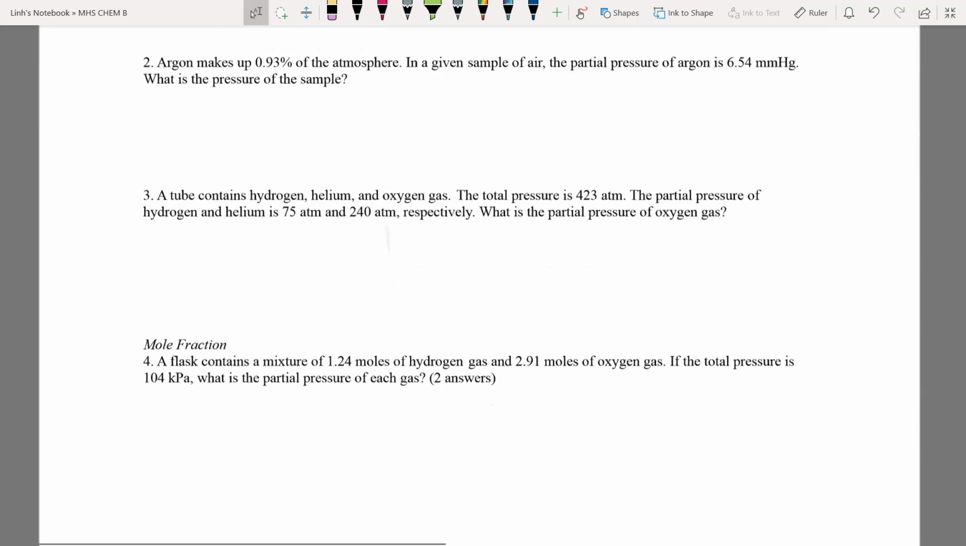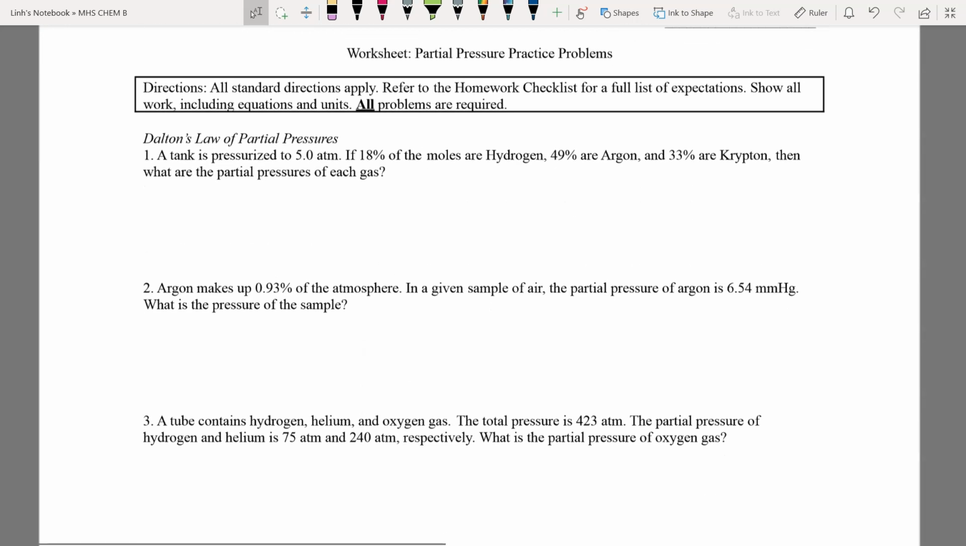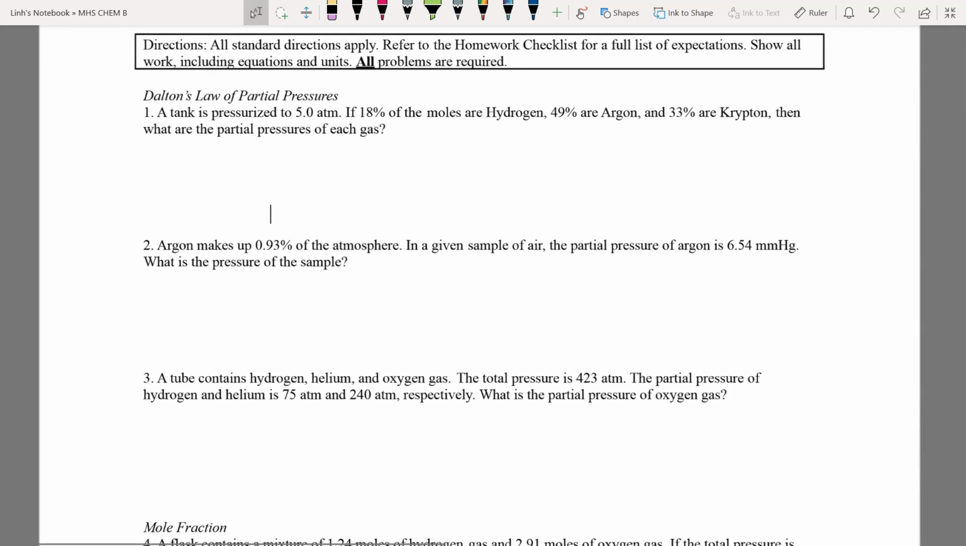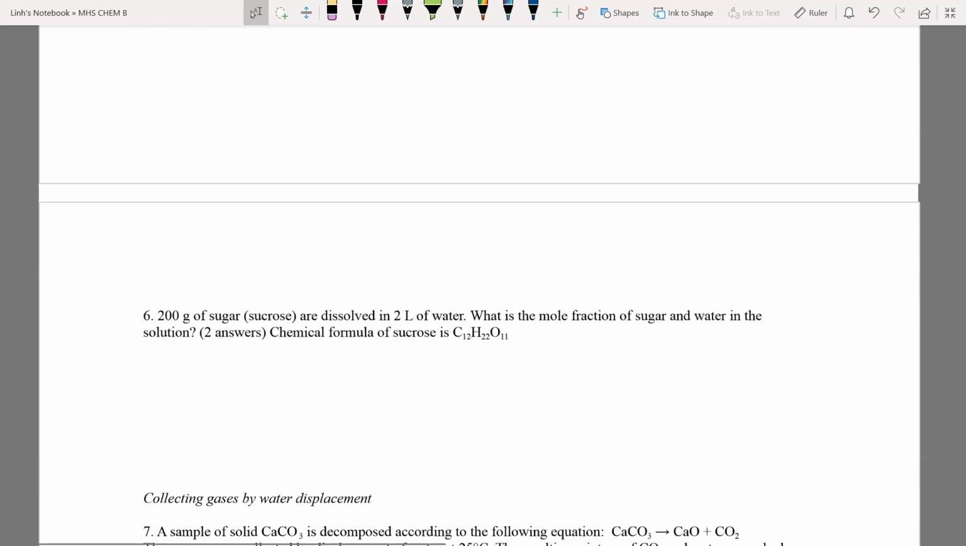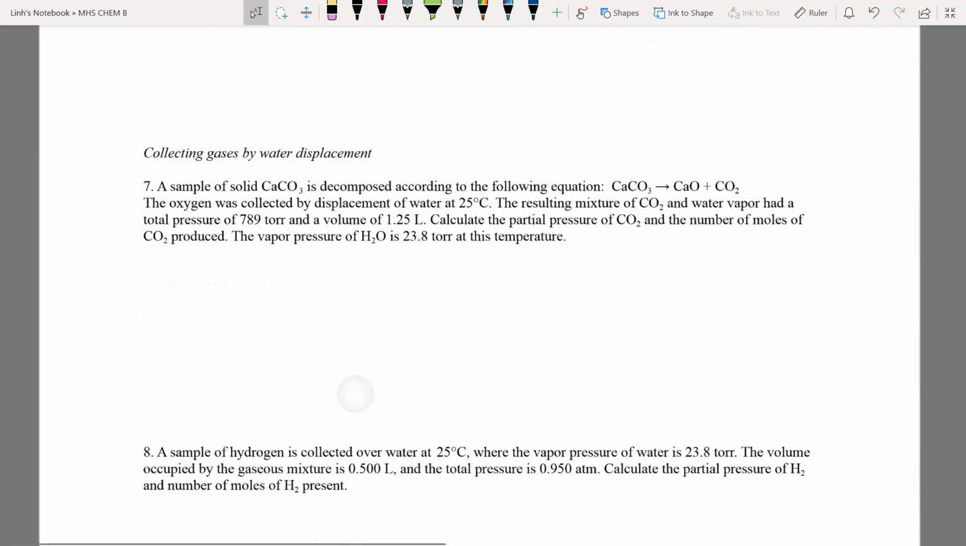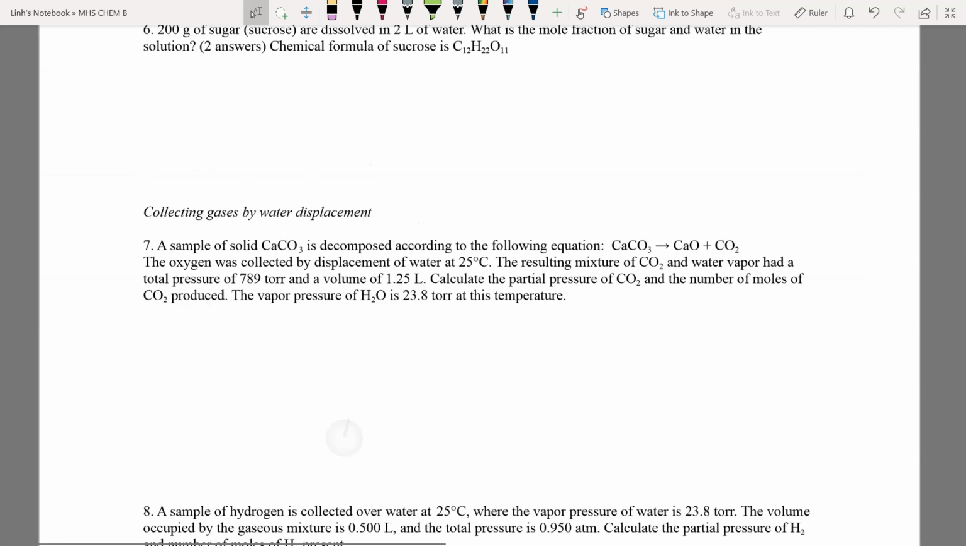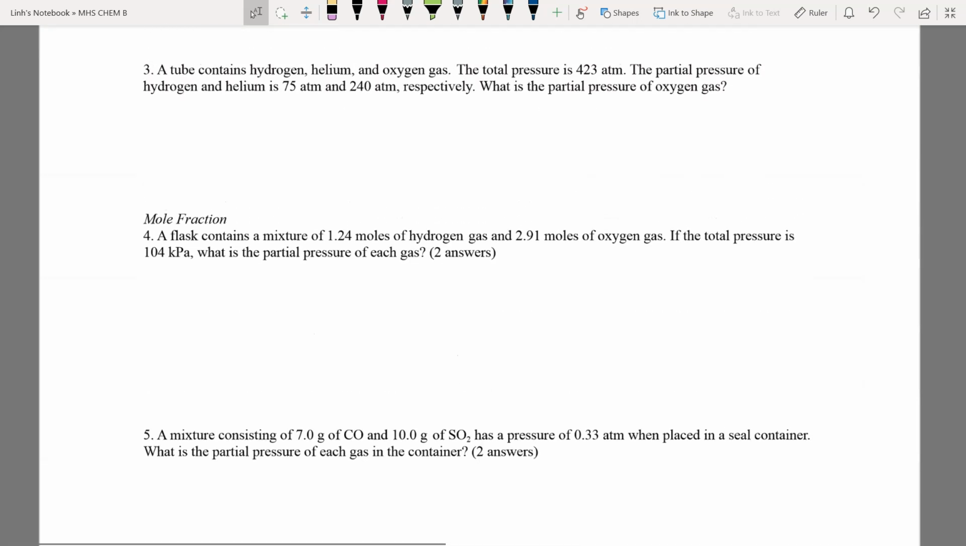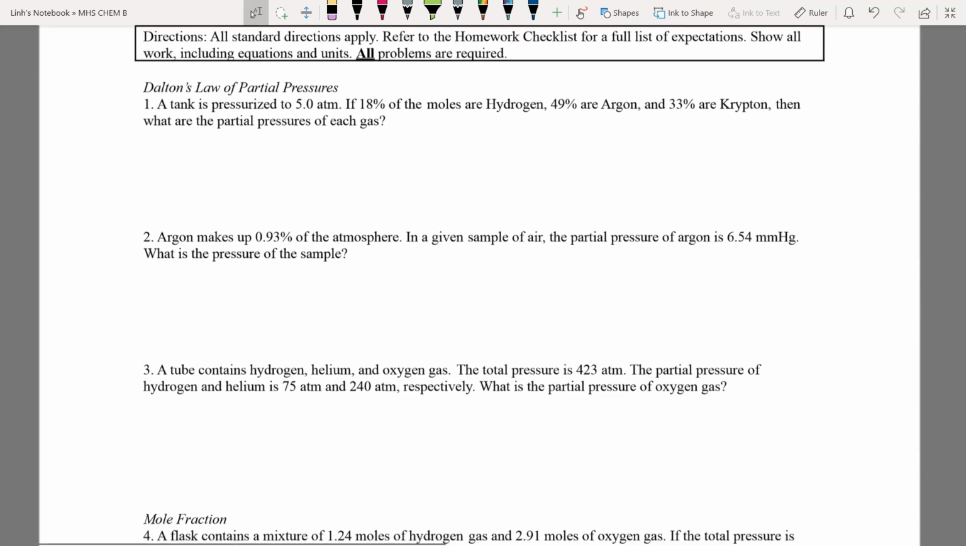So the first three questions, 1, 2, 3, are just based on Dalton's law of partial pressures, and then the mole fraction and collecting gases over water displacement is an application of Dalton's law of partial pressures. So first of all, let's go ahead and do number 1.